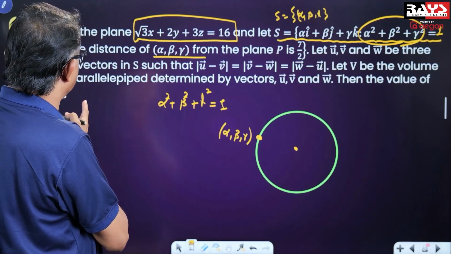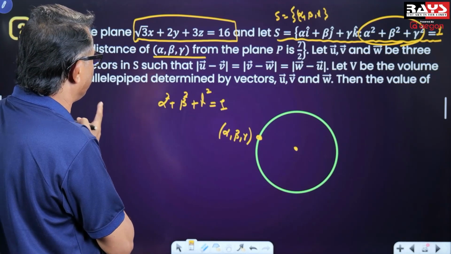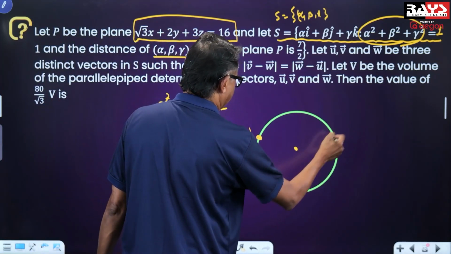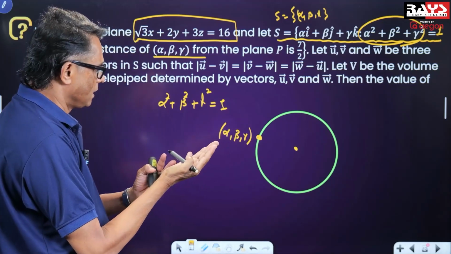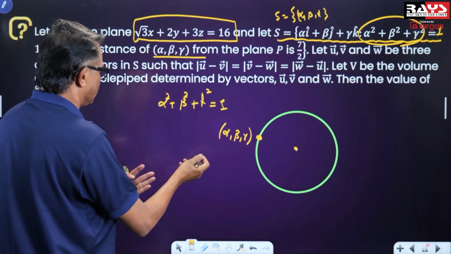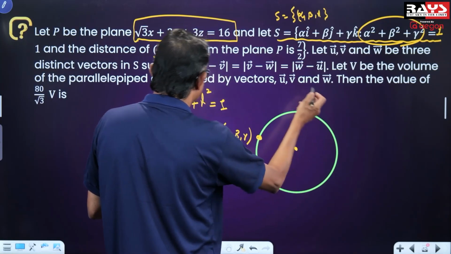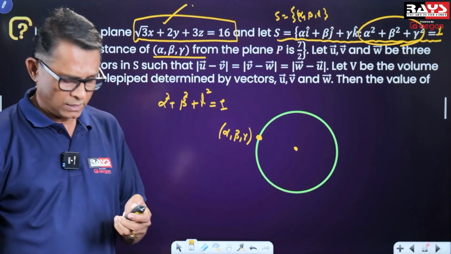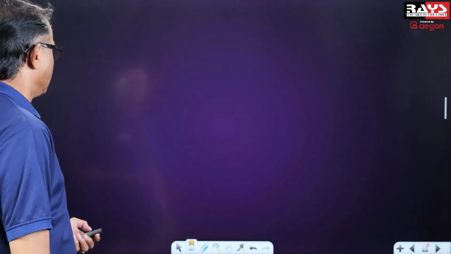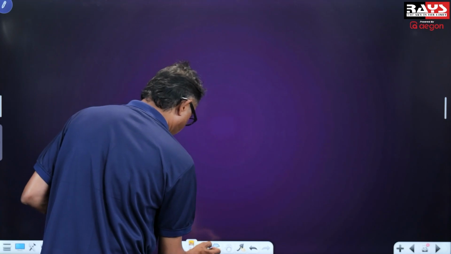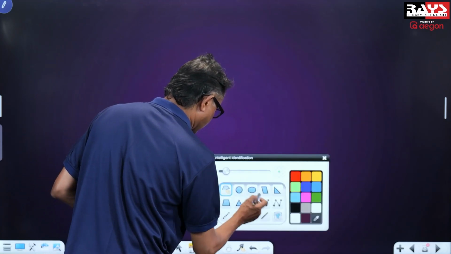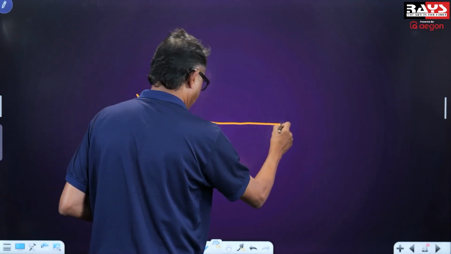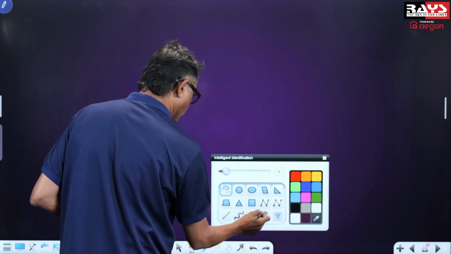And the distance of alpha, beta, gamma from the plane is 7 by 2. So alpha, beta, gamma can be anywhere on the sphere, but provided the condition is that the distance of this alpha, beta, gamma from this plane should be 7 by 2. Let us see. I would like to draw a plane. I will draw two parallel planes.